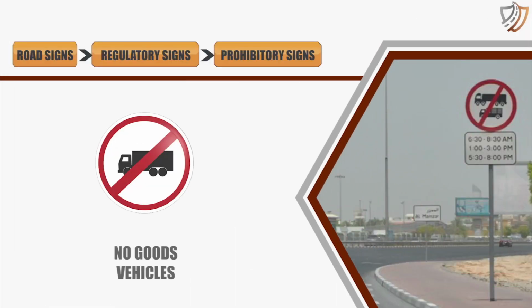No goods vehicles. This sign indicates that the entry of heavy vehicles is not allowed. It can be seen at tunnels, bridges, parking areas, and on freeways with timing or lane restrictions mentioned on a qualification plate.